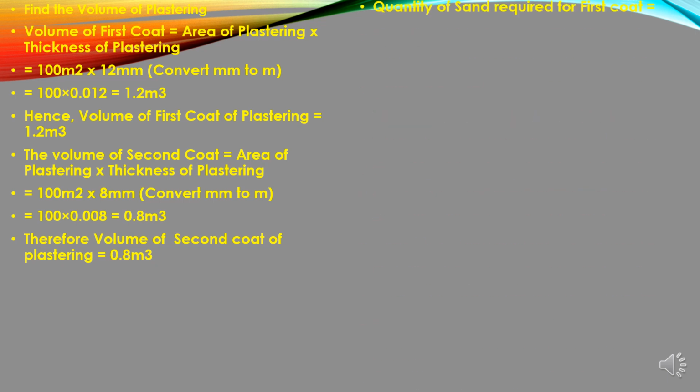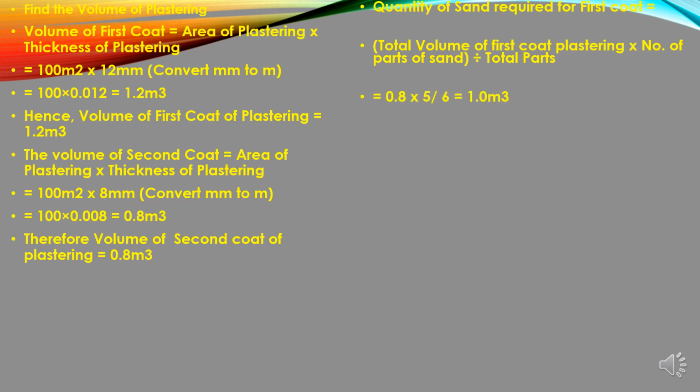Quantity of sand required for the first coat. Total volume of first coat plastering into number of parts of sand divided by total parts. That is 1.2 into 5/6, which is equal to 1 cubic meter.